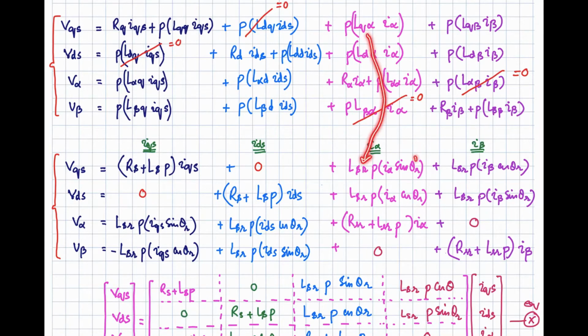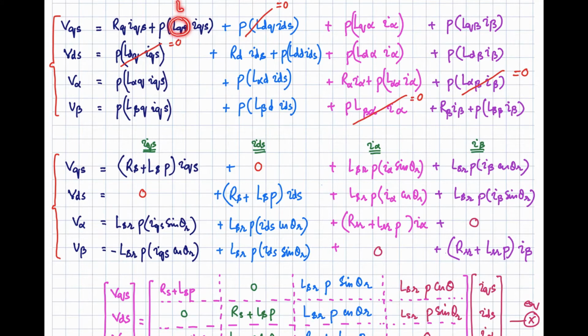So LSR into sine of alpha. Similarly, this LQ beta is LSR into cos of theta r. Then considering this one, L alpha Q is LSR into sine of theta r. Then alpha D is LSR into cos of theta r, and so on. You can see all of these terms are updated, right? Only this term will not be updated.